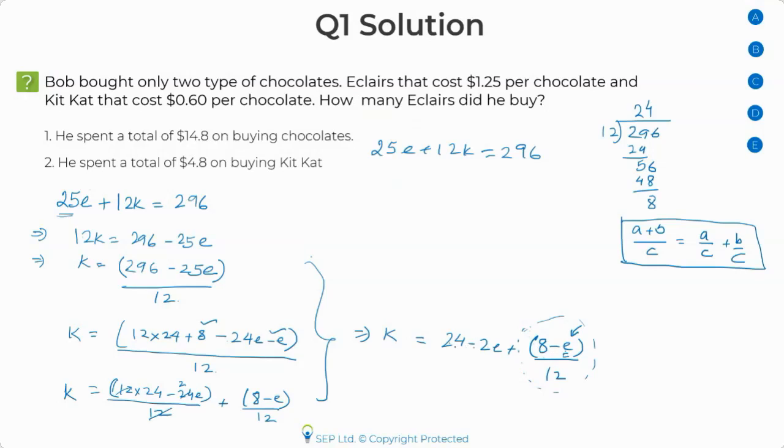So 24 minus 2 is obviously an integer, but I want to get rid of this fraction part. So what is the first value of e that I can put here? Okay, Harsh says 8, correct. Good. So always try to see if you can make this 0. So you can put e is equal to 8. If I put e is equal to 8, see what's going to happen. You'll get 24 minus 2 times 8 plus 8 minus 8, which gives you 0. And this gives you k is equal to 8. So when e is equal to 8, k is equal to 8, that is one of your values.